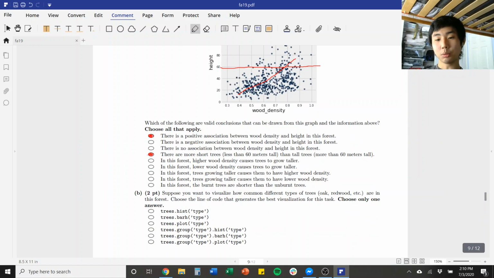Then in this forest, higher wood density causes trees to grow taller, and the key word here is causes. You can never conclude causation from a scatter plot. We can only do that by doing a randomized controlled experiment. But purely looking at the trends from a graph or a scatter plot can never conclude causation. So these next 4 options are all no because of that word causes. And that's a huge pitfall that many people fall into sometimes. Correlation is not causation, and a graph can never show causation.